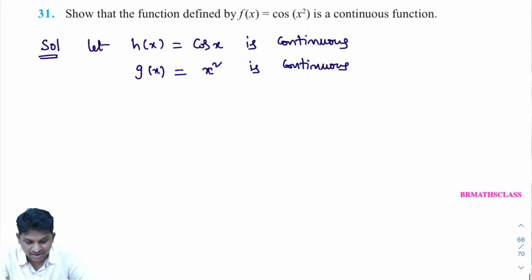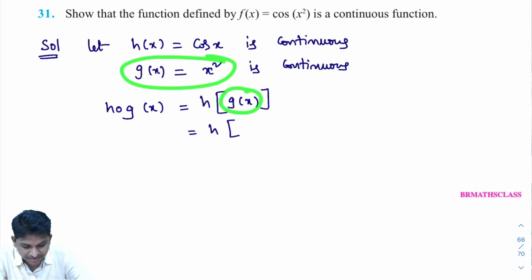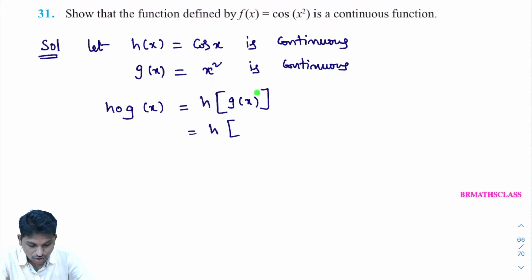Okay, what I'll do here, I'll calculate h circle g as well as g circle h. First, I'll calculate h circle g. h circle g of x is h of g of x. Look here, what is g of x? g of x is x square. So in place of g of x, I'll write x square here.